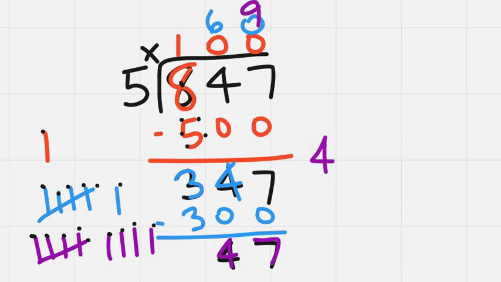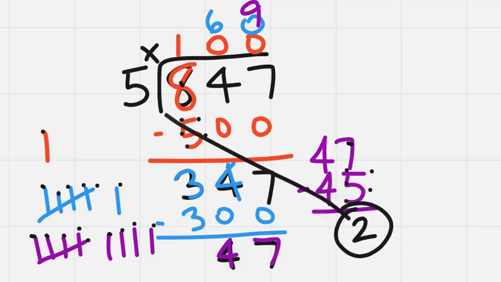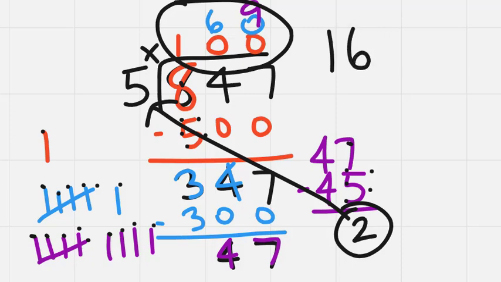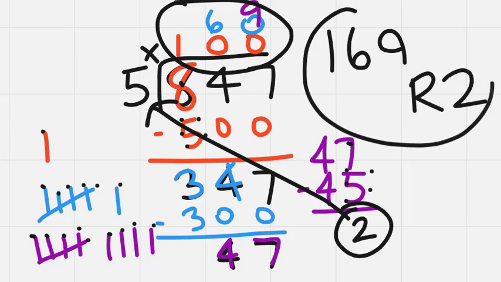And then it's time to multiply. 5 times 9 is 45, and then we need to subtract. 7, 6, 5, 4, 3, 2. And then 4 minus 4 is 0, so we can ignore it. 2 is our remainder. It is less than 5. Our answer is on top, 169. So our answer is 169, remainder 2. Be sure to check your work.